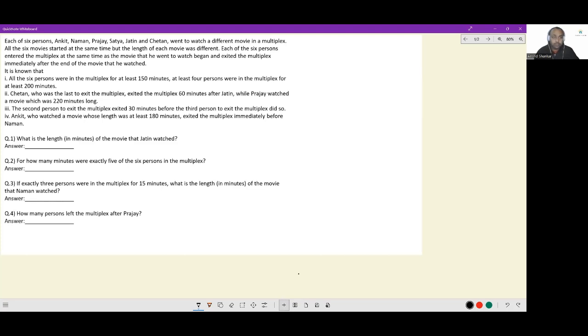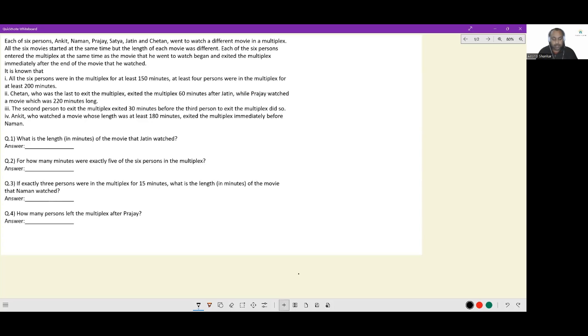Let's look at this question. Each of the six persons, Ankit, Naman, Prajay, Satya, Jatin, and Chetan, went to watch a different movie in a multiplex. All of the six movies started at the same time, but the length of each movie was different. Each of the six persons entered the multiplex at the same time as the movie that he went to watch began and exited the multiplex immediately after the end of the movie that he watched.